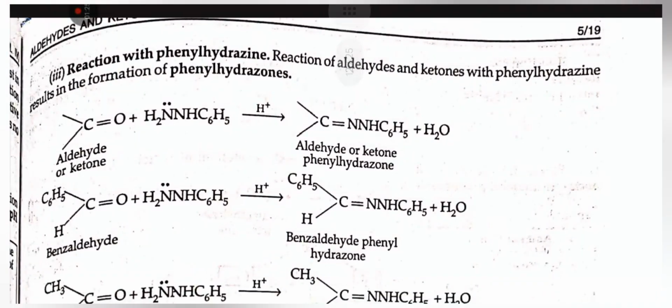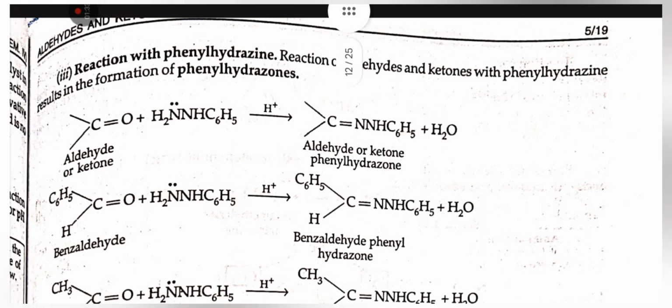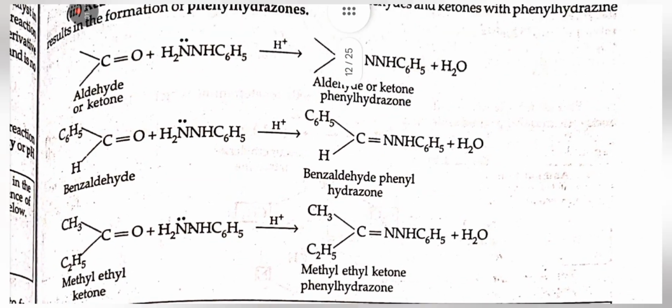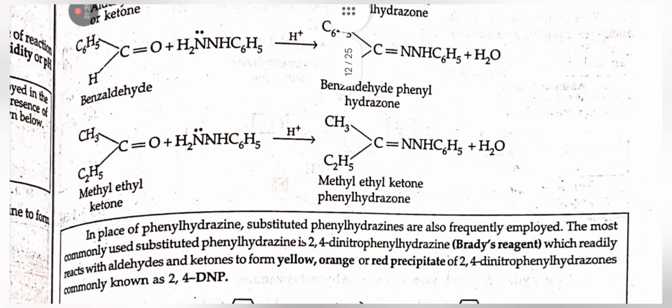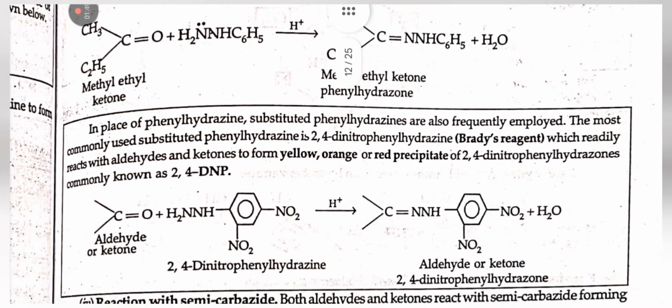Reaction with phenylhydrazine. Reaction of aldehydes and ketones with phenylhydrazine results in the formation of phenylhydrazones. Aldehyde or ketone on reaction with phenylhydrazine will give phenylhydrazone. Benzaldehyde on reaction with phenylhydrazine will give benzaldehyde phenylhydrazone. Similarly, methyl ethyl ketone on reaction with phenylhydrazine will give methyl ethyl ketone phenylhydrazone.